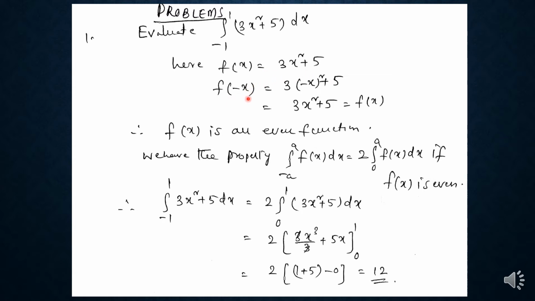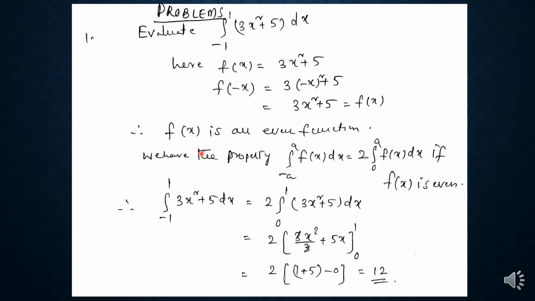Then find f(minus x). That means put minus x in the place of x. That is equal to 3 times (minus x) whole squared plus 5, that is 3x squared plus 5. So by substituting x equal to minus x, we got the same function, the given integrand f(x). So here f(minus x) is equal to f(x), therefore f(x) is an even function. If f(minus x) is equal to f(x), that is called an even function.